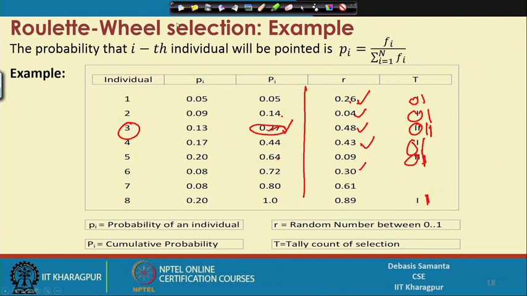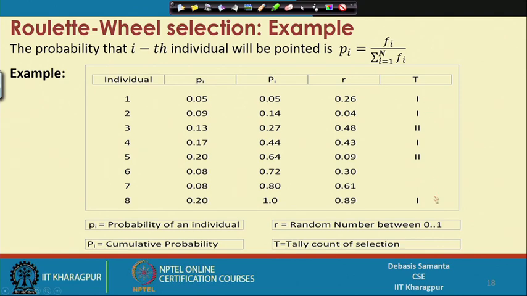So these tally marks show how many times individuals are selected, and whether an individual is selected more than once or not. In this example, individual 1 is selected once, 2 is selected once, individual 3 is selected twice, 4th is 1, and individual 5 is selected twice, while individuals 6 and 7 are never selected at all, and individual 8 is selected once.